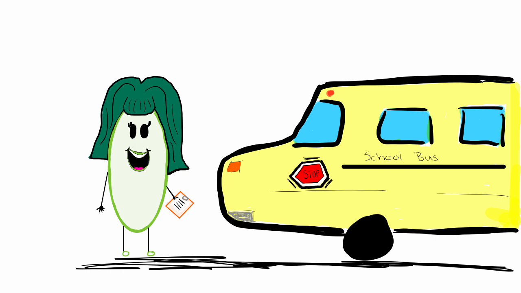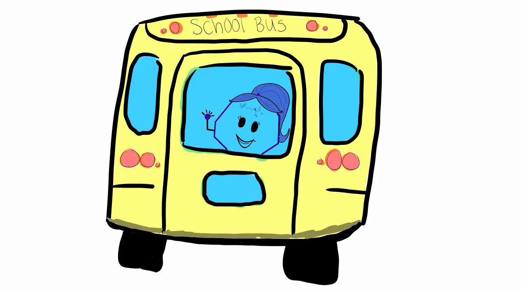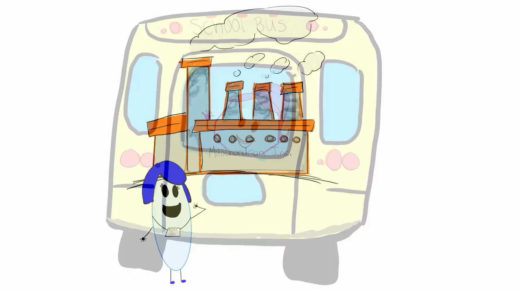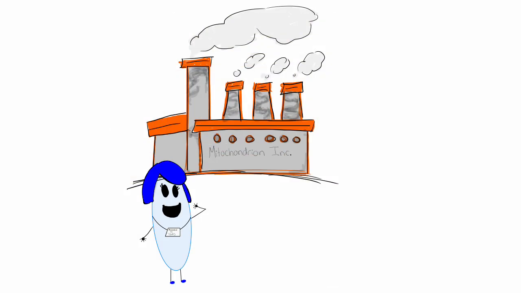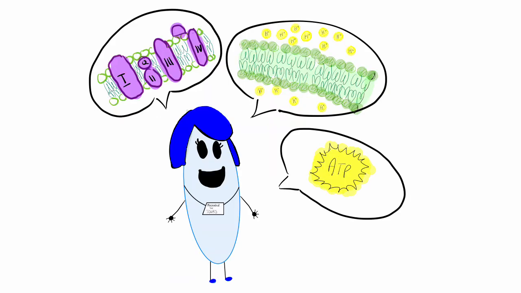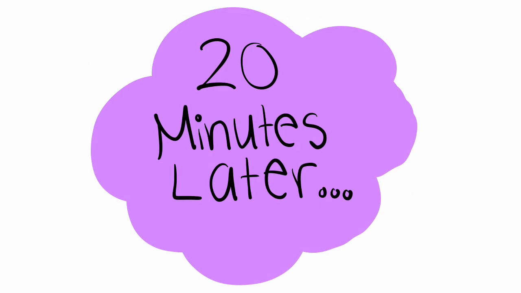Once Lysine Jr. gets to school, she sees her teacher already waiting by the bus. Then she hops on the bus, and not too long after, they're on their way. Once they get to the factory, they're greeted by a tour guide, who begins to tell them all about the factory and the energy production. Lysine Jr. learns all about the electron transport chain production line and chemiosmosis. 20 minutes later.